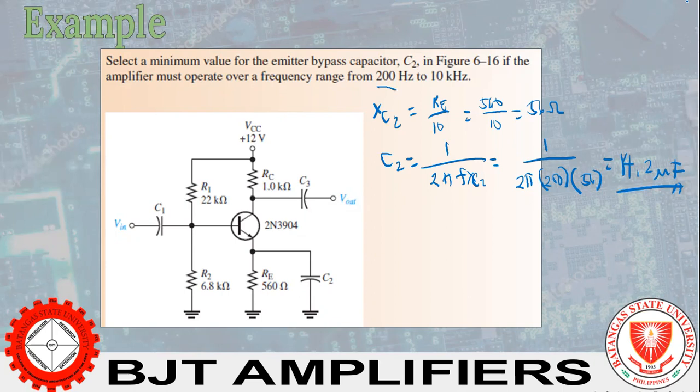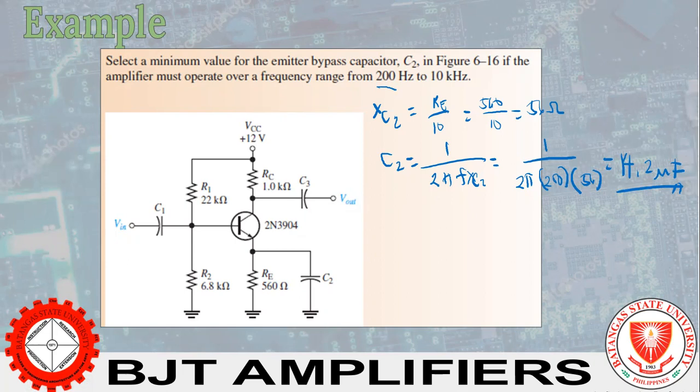So you can always use a larger value. Only cost and physical size may be limitations. Okay? So, ibig sabihin, ito yung pinakamababa o minimum value na pwede nating ilagay dyan to operate properly.